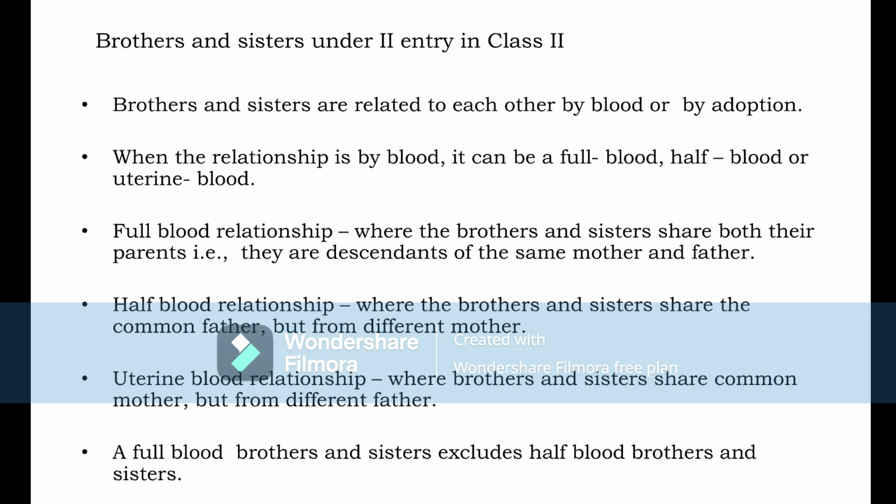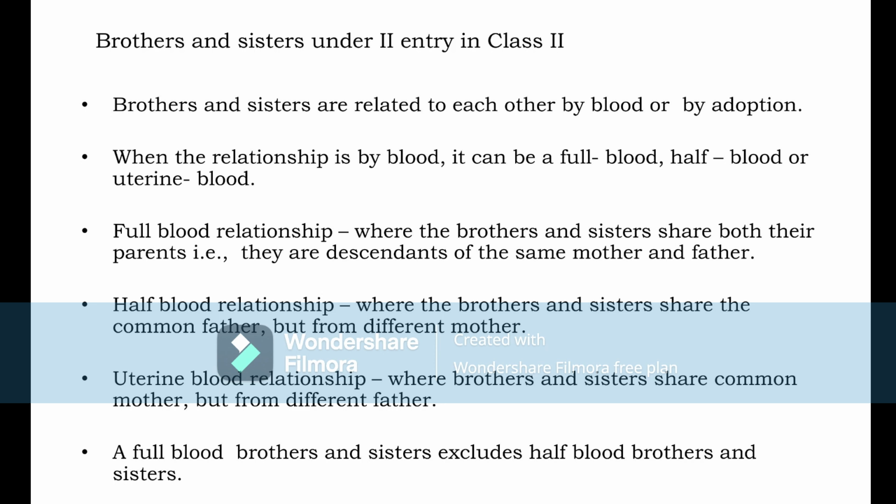What does it mean? You will find brothers and sisters under entry 2 in class 2. Similarly, their children will be found in entry 4. So wherever you find brothers and sisters, generally they are related either by blood or by adoption. When the relationship is by blood, there are three types of relations: one is full blood, second is half blood, and the third is uterine blood.